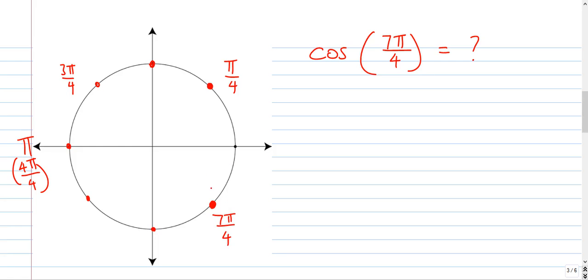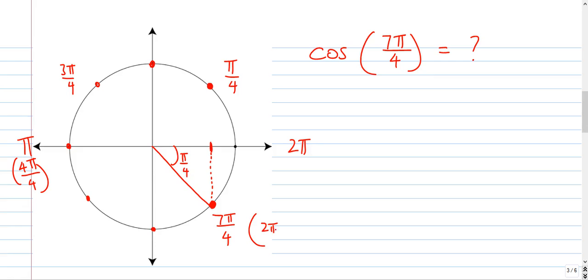7 pi on 4. And we're trying to work out the cos of that angle. The cos value is read from the x-axis. So that there is going to be cos of 7 pi on 4. Again, what we've effectively done is, it's like going all the way around to 2 pi and then minusing pi on 4.